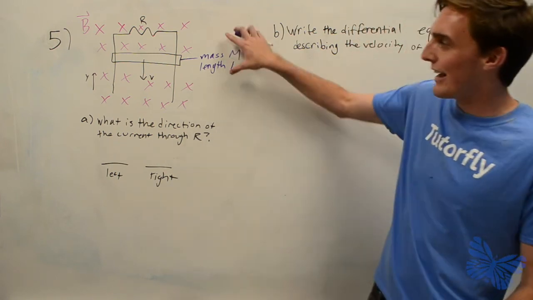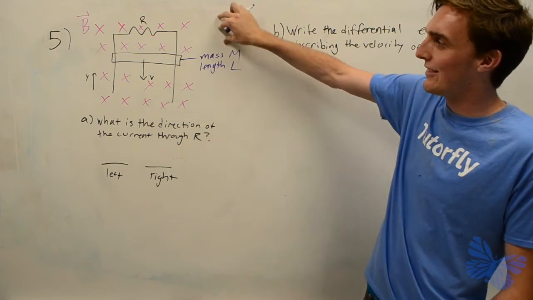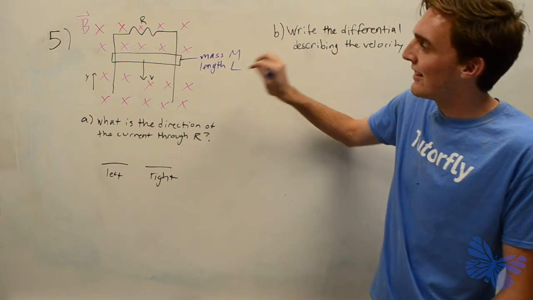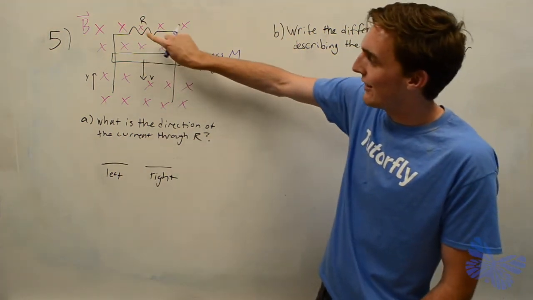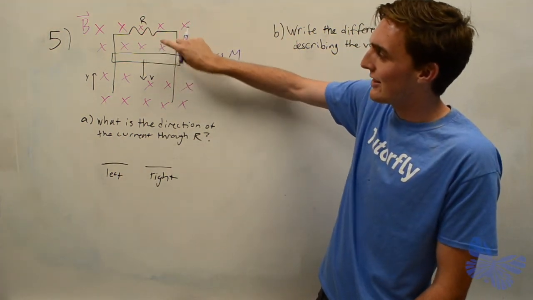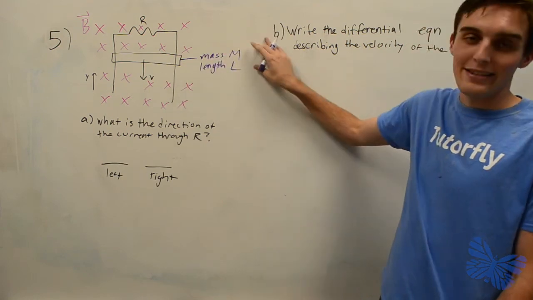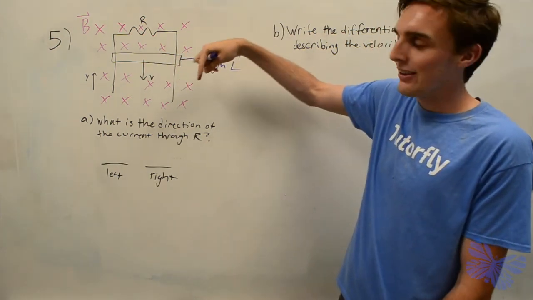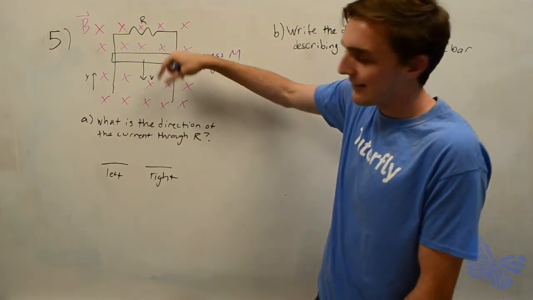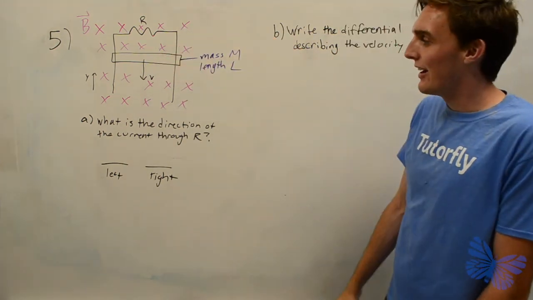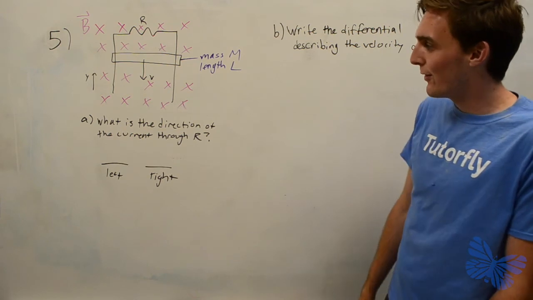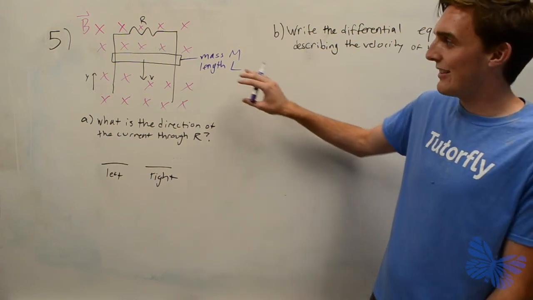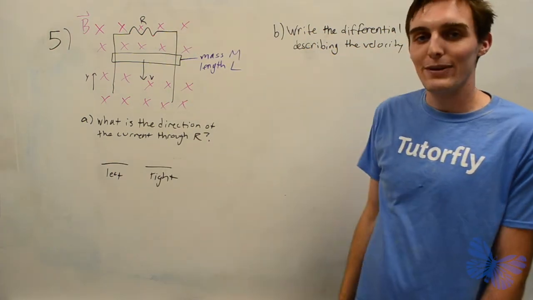So basically what we have is a magnetic field going into the board, as indicated by these X's, and then we have a circuit consisting of this resistor and then a bar with mass M and length L that's basically falling. So downward is going this way and there's gravity acting on the bar, and so that's what's making it initially fall. And so part A is just asking what direction the induced current in R is going to be.